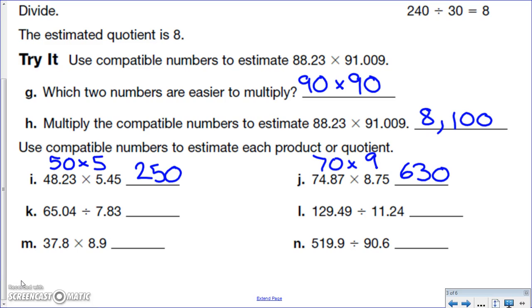For K, we have 65 and 4/100ths divided by 7 and 83/100ths. When you're doing division, always start with the divisor, the second number. So 7 and 83/100ths will round up to 8. Now, for compatible numbers, we want to think about what number is close to 65 that 8 will divide evenly into. In this case, we know 8 goes evenly into 64. So 64 divided by 8 equals 8.